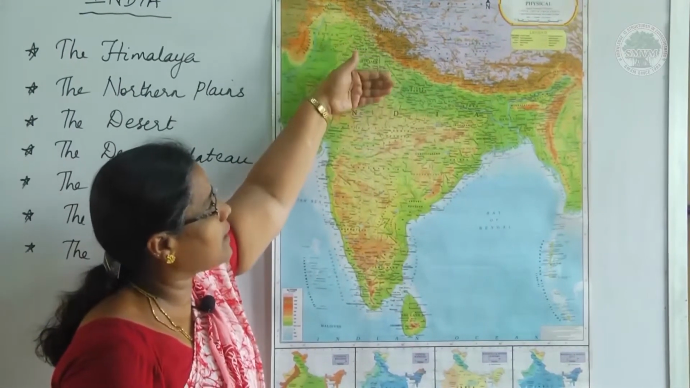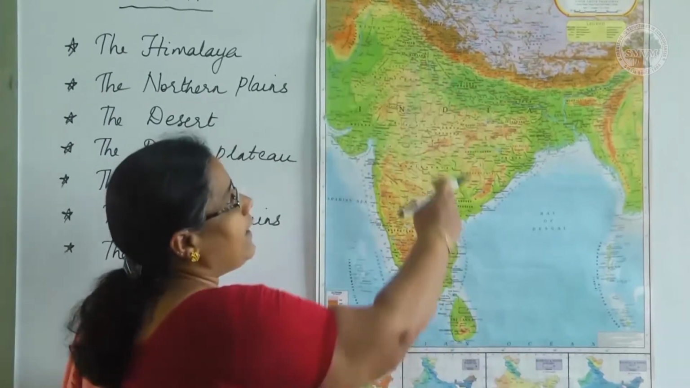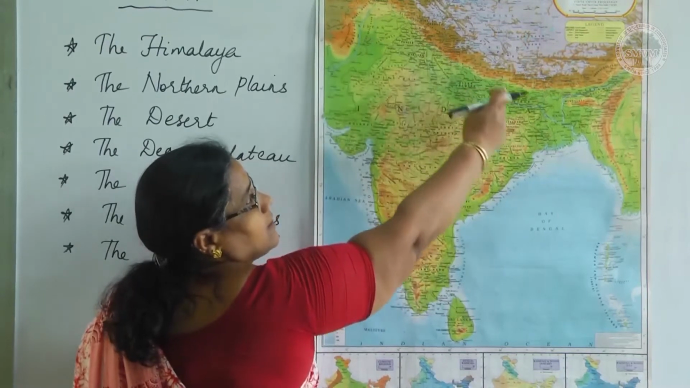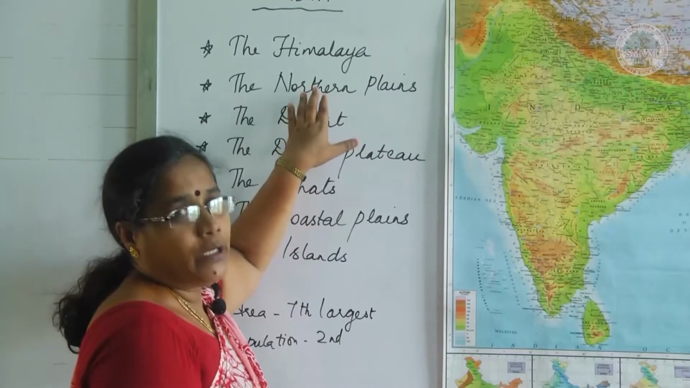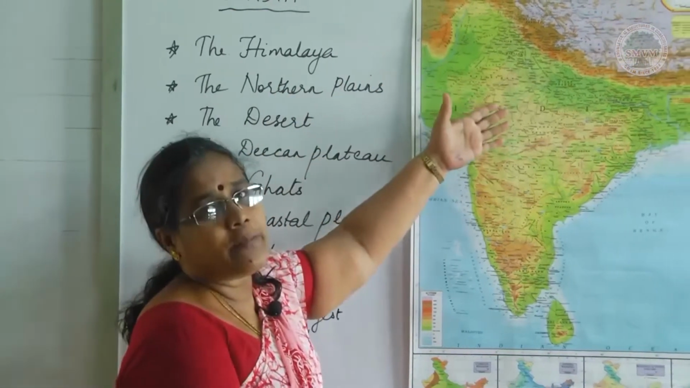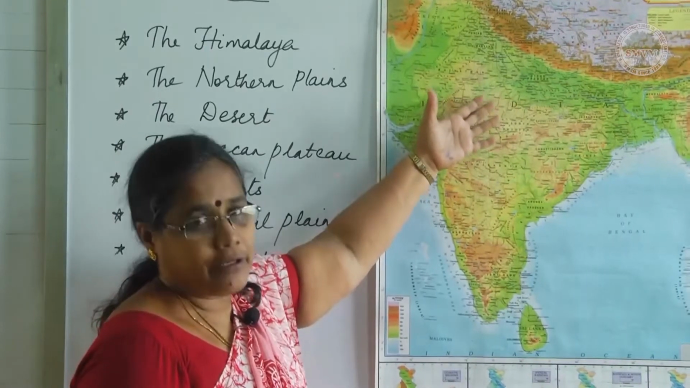And next, when we come a little bit south of the Himalayas, we have the green colored area. This is what we call the northern plains. Why do we call it a plain? Because this area is totally fed by rivers.